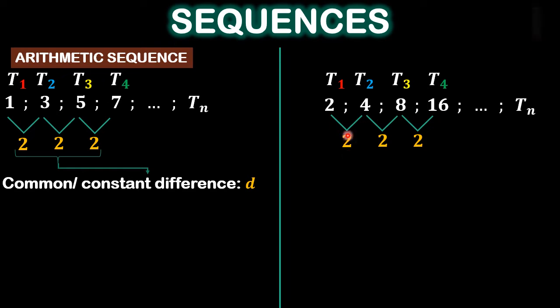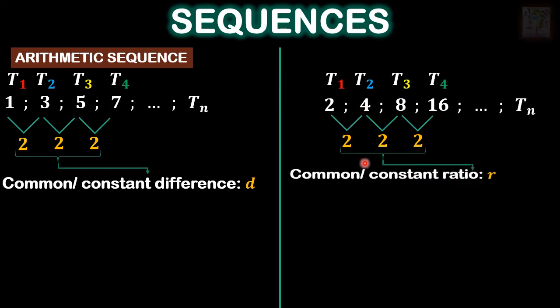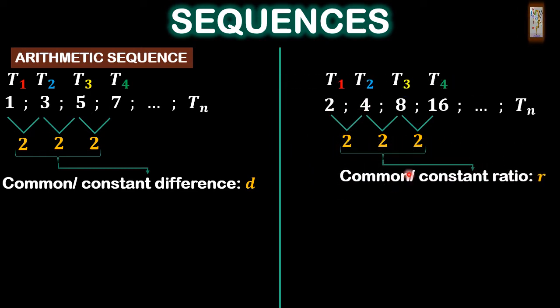Because it is taken from the ratio of two numbers, we can call it the common or constant ratio. That is the difference. So these are all sequences, but unfortunately we can't give them the same name, because in this one we have the common difference, but in this one we have the constant ratio.